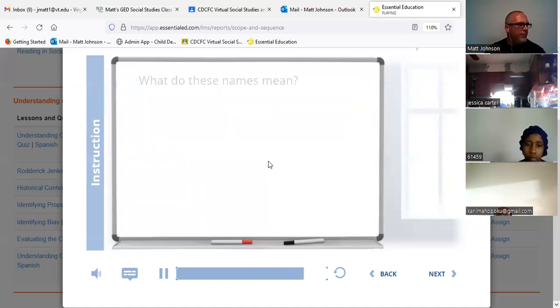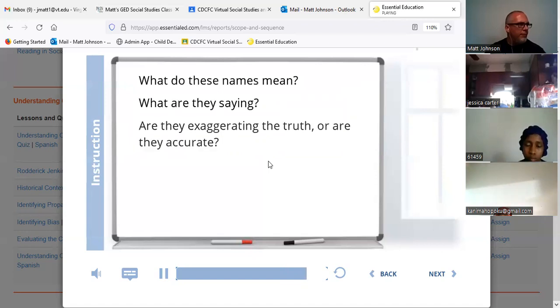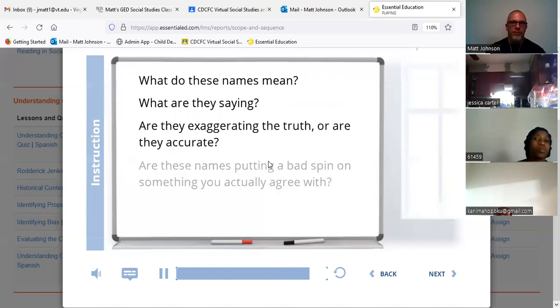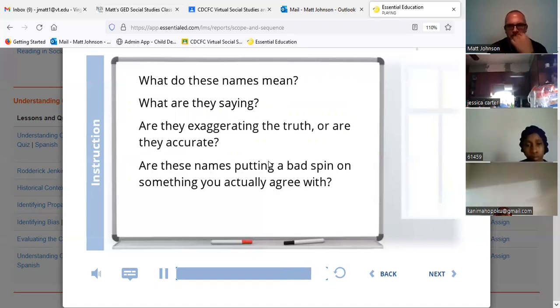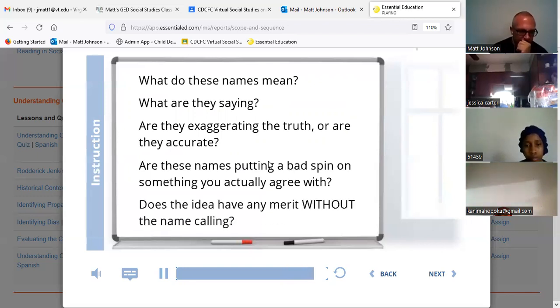What do these names mean? What are they saying? Are they exaggerating the truth? Or are they accurate? Are these names putting a bad spin on something you actually agree with? Does the idea have any merit without the name-calling? Name-calling tries to trigger your emotions, so you want to stay calm. Think it through. Don't get swept up in the negativity.